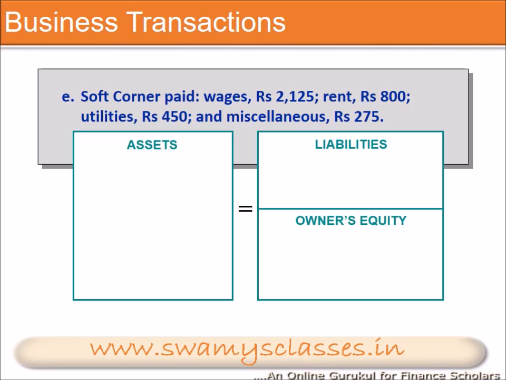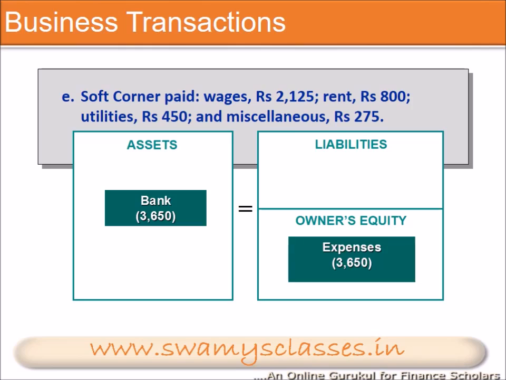Now this transaction talks about so many expenses like wages, rent, utilities and miscellaneous. Can you guess how your assets and liabilities and owner's equity will get adjusted? Obviously, when you pay for all this expense, your bank balance will go down. So assets will go down in the name of bank. Parallelly, what will happen the other side? Because all these are expenses, definitely your owner's equity will go down in the name of these expenses. So your accounting equation holds good again.